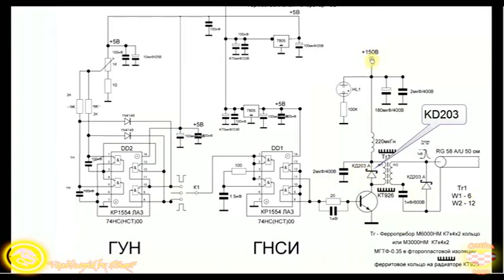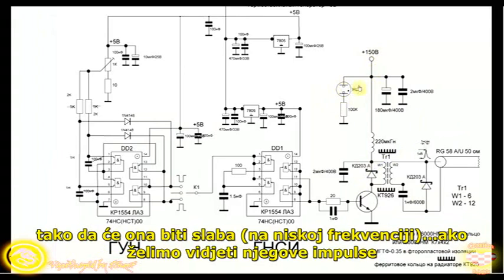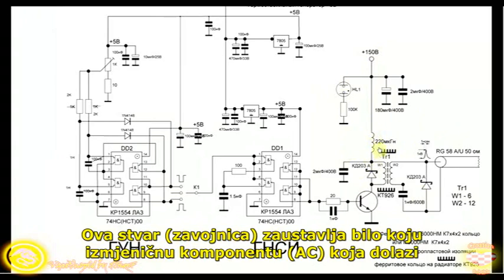KP203, two of them. When 150 volts come in here, we have a neon that will give us an indication of the presence of that 150 volts. So that would allow us to adjust the frequency if you want to, because we would see those impulses. Then it goes through the drossel, which is the choke. That thing will stop any AC coming.